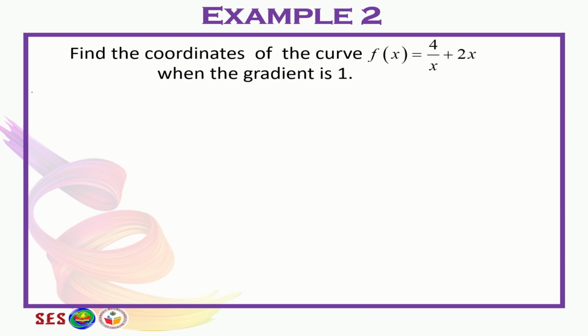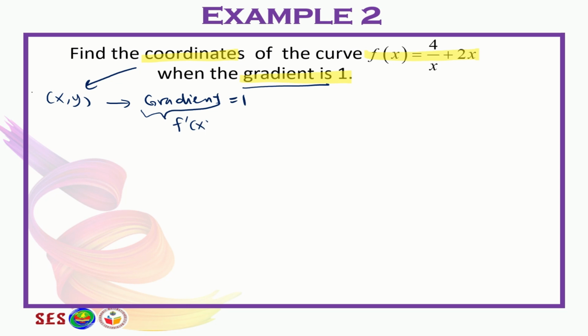Example 2. Find the coordinates of the curve f(x) = 4/x + 2x when the gradient is 1. So the question asks you to find the coordinates (x, y) when the gradient is 1. We know that the gradient is the same as f'(x). So the first step is you have to differentiate the function.